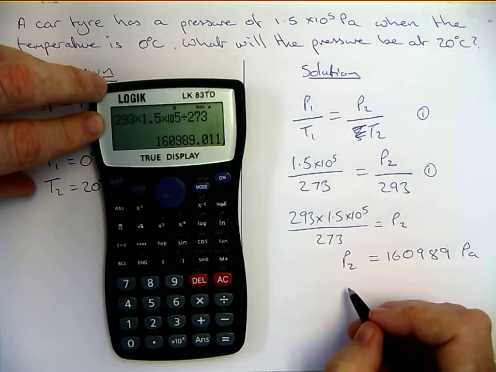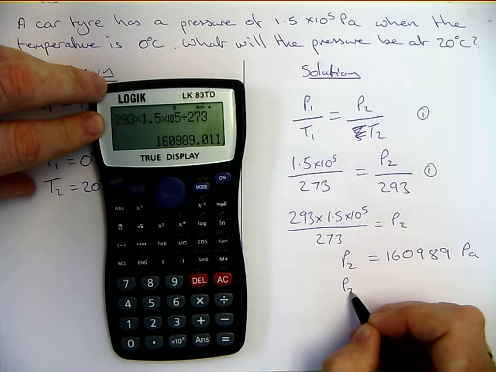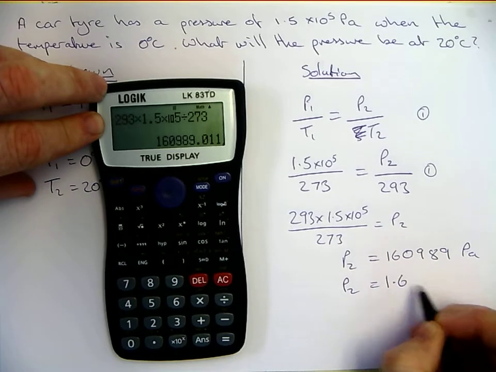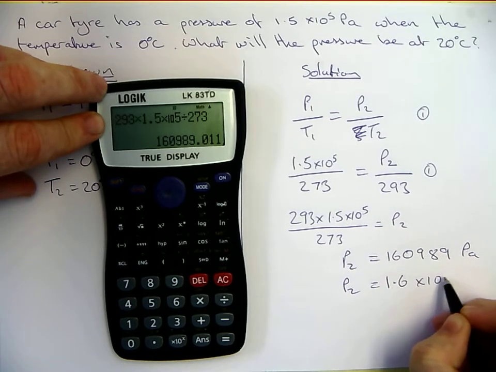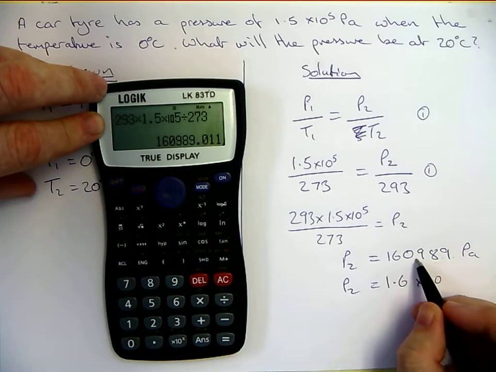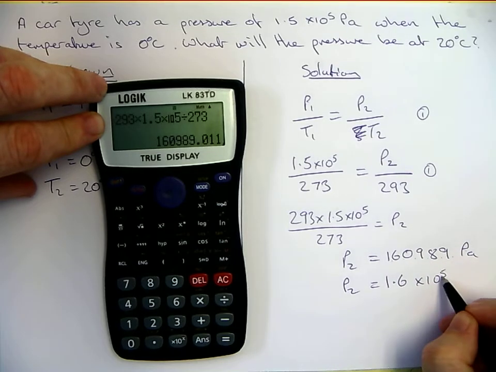So if we've done that in scientific notation, P2 would become 1.6 times 10 to the power of 5 pascals.